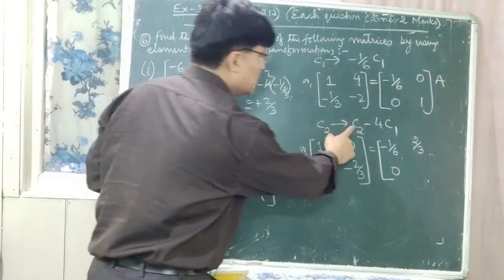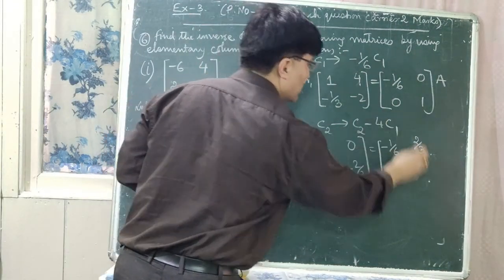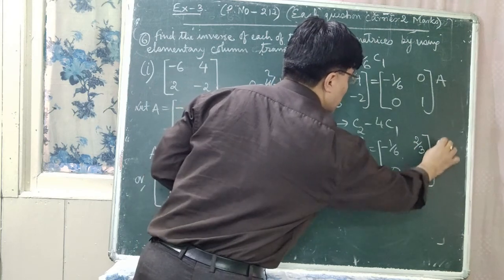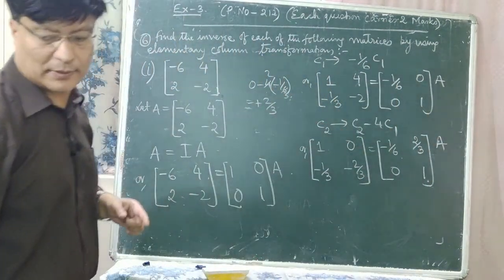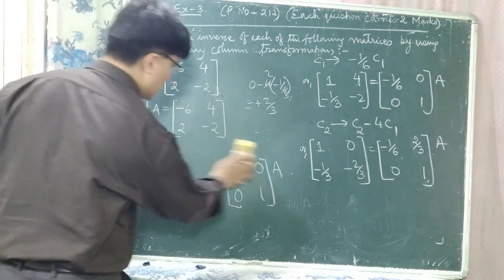Then next, C2 is 1 here. Minus 4 into 0 is 0. That is, it is only 1 here. So it is A. So is that clear now? So next, what will you do?